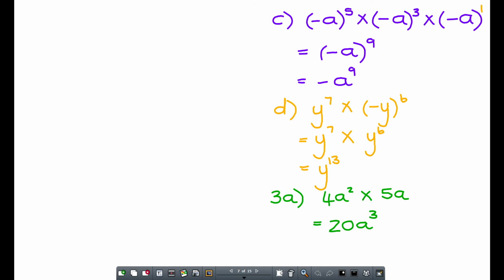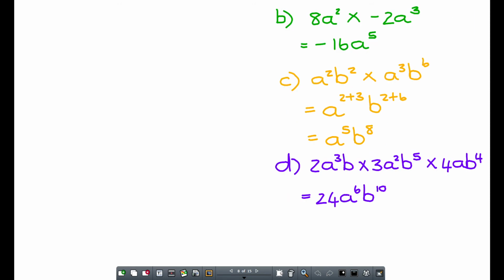Okay, can I skip? Okay, so there's B, C, and D. Same thing. First multiply your coefficients and then look at the bases, whether they're the same, and if they are the same, we add exponents. At C, this added step, you did not have to write. I'm just showing you. Okay?